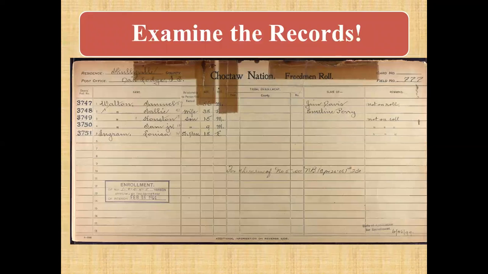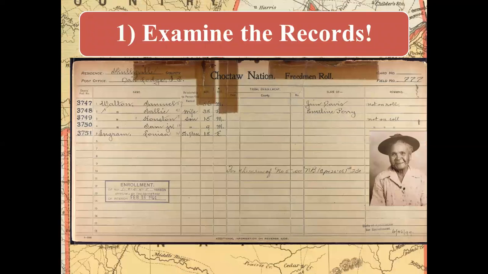So, how do you find the roll number? Examine the record. Everybody knows what this is. This is a Dawes card. And my targeted ancestor is Sally Walton, my great-grandmother. We see that Sally's roll number was 3748. That's the number stamped on the card to the left of her name.